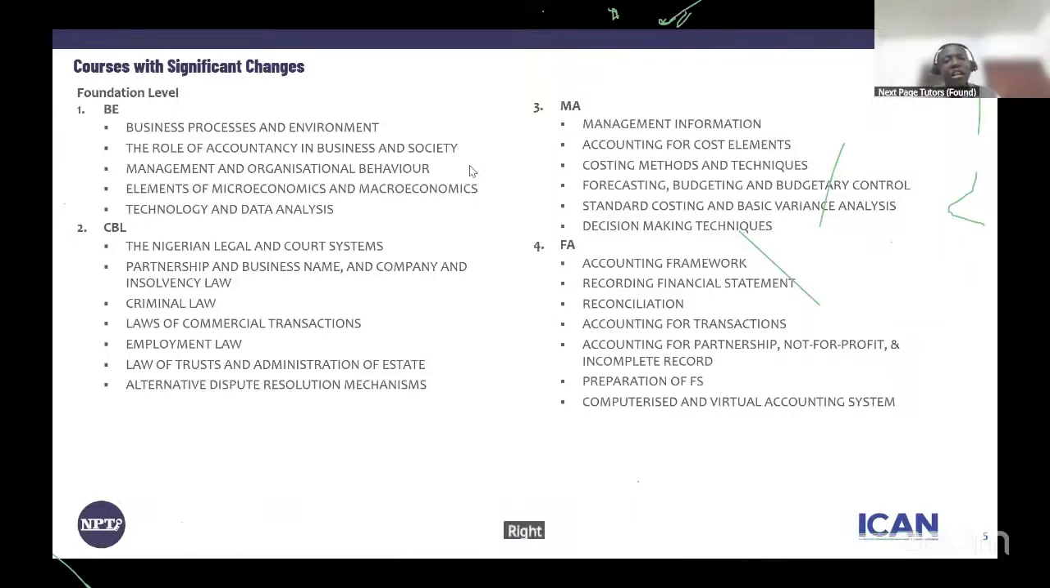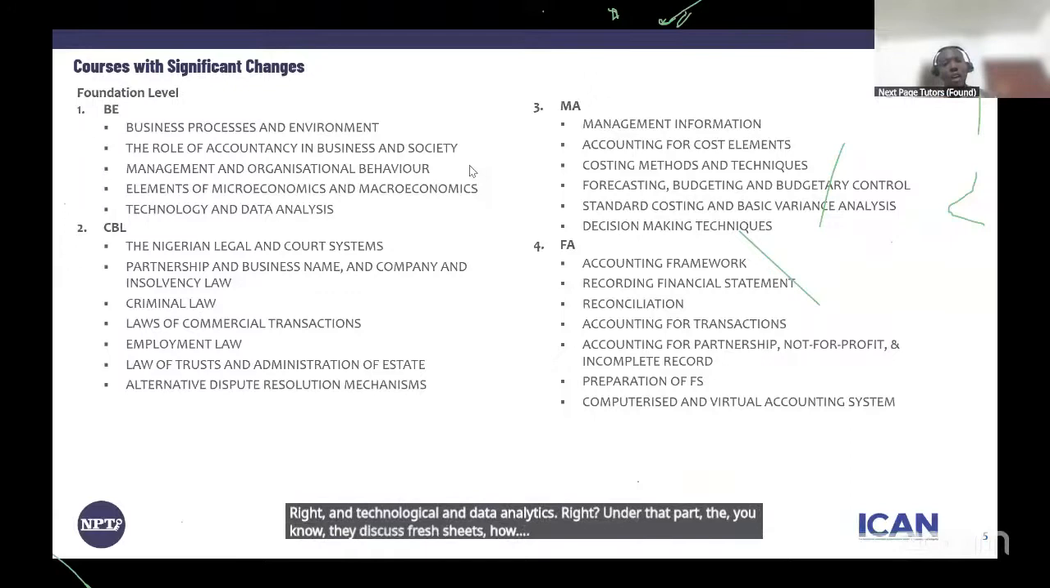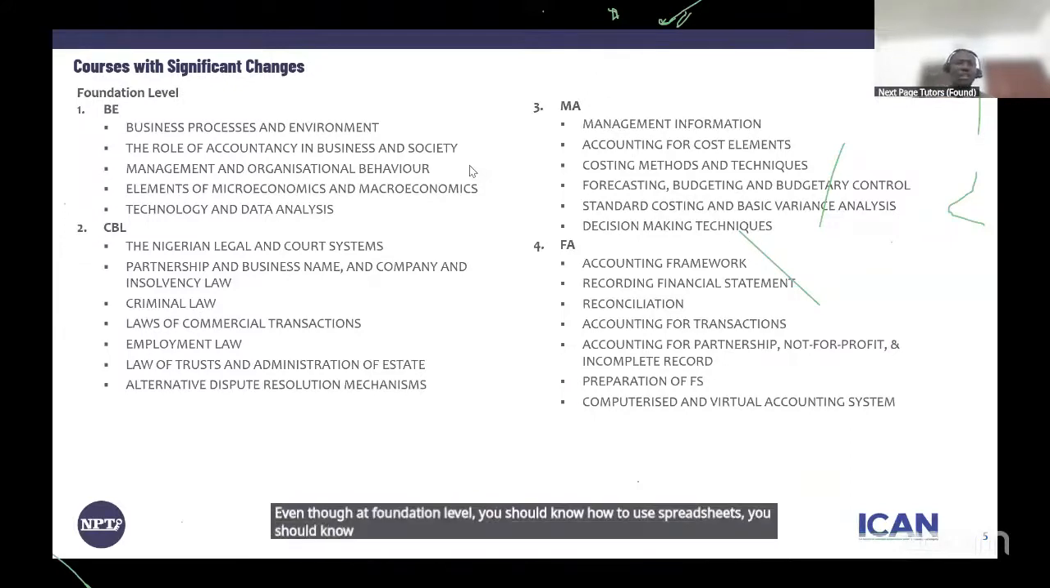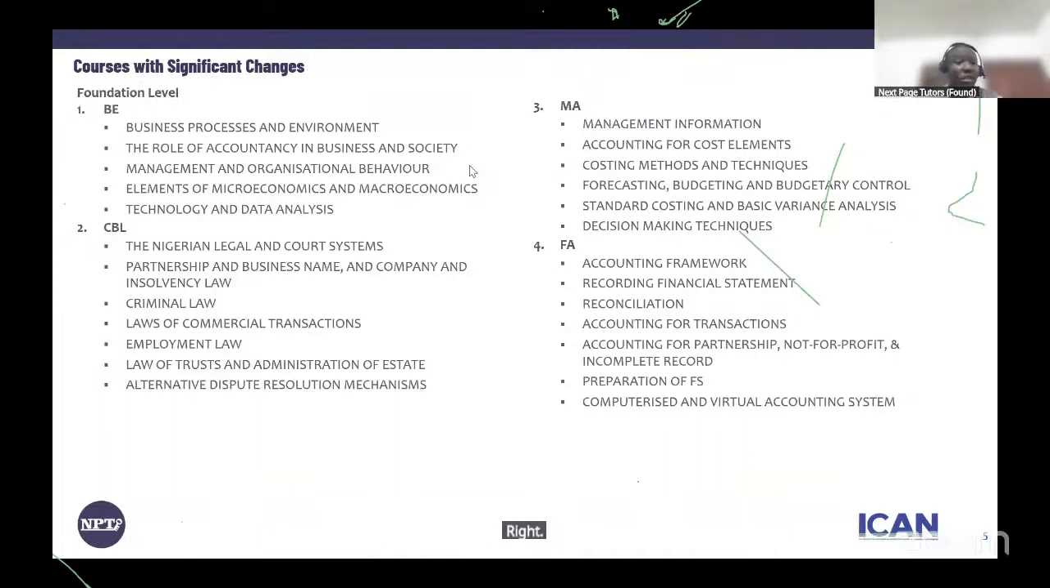And technology and data analytics, right? Under that part, they discuss spreadsheets. Even though it's foundation level, you should know how to use spreadsheets. You should know how to use the simple data analytical tools, right? And technological emerging trends.